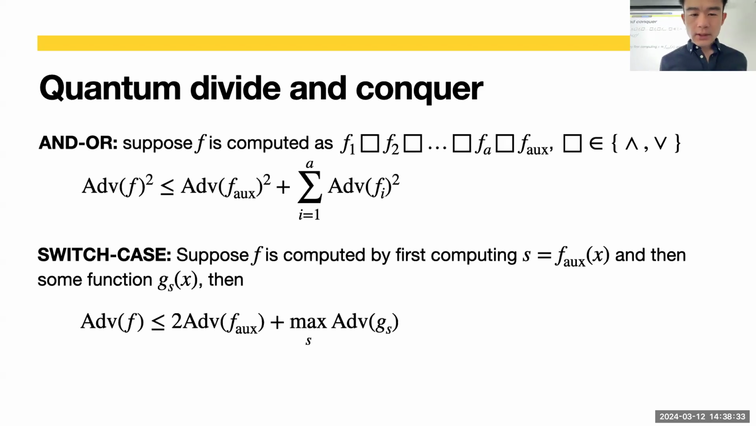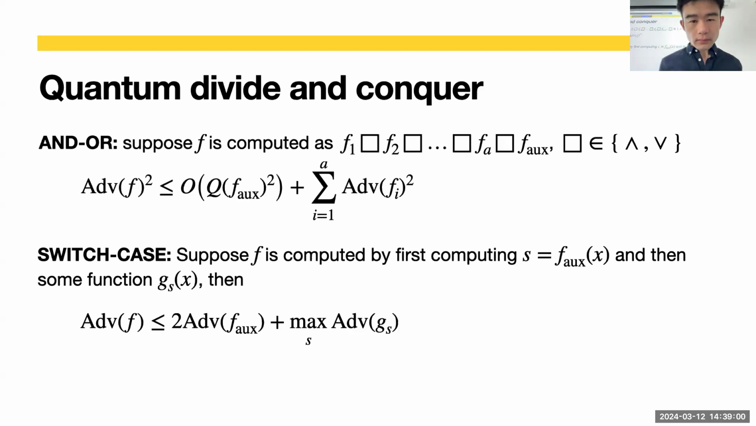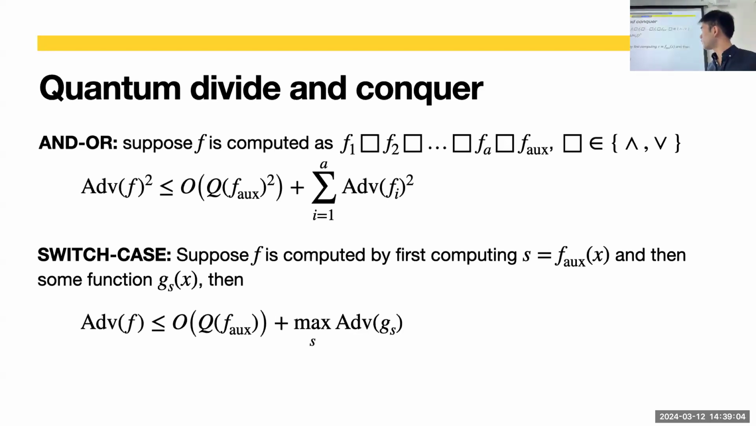And in the switch case situation, we can just port the theorem we saw in the previous slide as is, and we find the following expression. ADV of f is less than or equal to 2 times ADV of f_aux plus the max over s of ADV of g_s. I will do a trick here where I use the theorem to replace all of the ADV of f_aux by the quantum query complexity of f_aux, because as the first theorem on the last slide showed, these things are essentially the same up to a constant factor. And for the auxiliary problem, like in the examples we have seen, we do not care about what the constant in this big O is. So this is really fine.